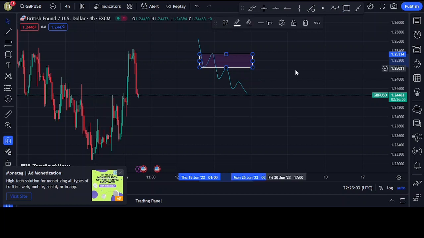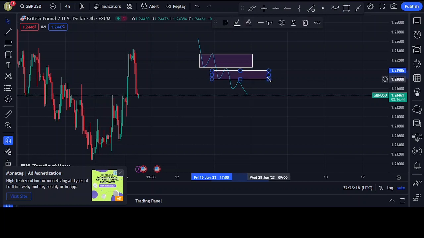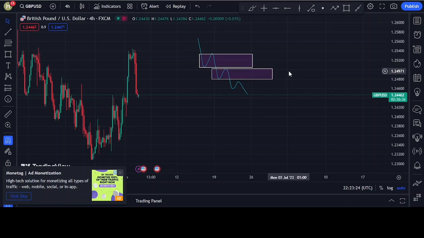All right, this is a supply zone. Okay, another supply zone. You can say this is another supply zone. All right, this is another supply zone. Okay, so what have I done?